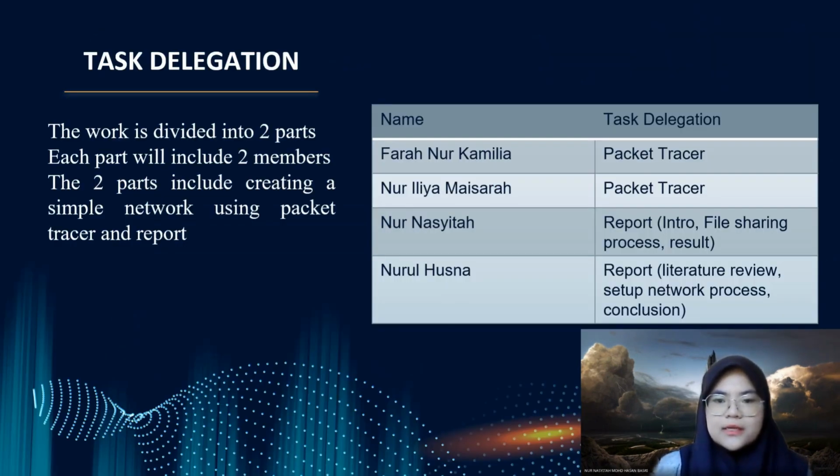Next is the task delegation of this project. The work is divided into 2 parts since there are 4 group members doing this assignment. Each part will include 2 members. The two parts include creating a simple network using Packet Tracer and doing a report. The distribution of the work is divided as shown in the table.